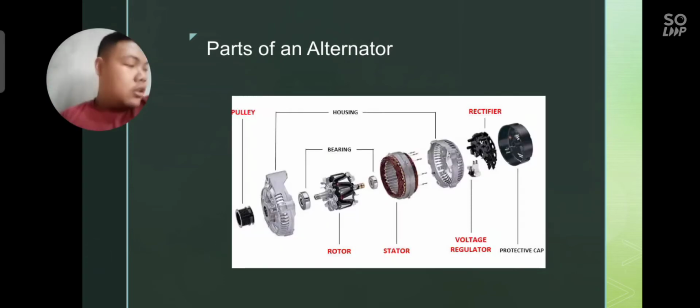Parts of an alternator. We have a pulley, bearings, housing, rotor, stator, rectifier, voltage regulator, and protective cap.